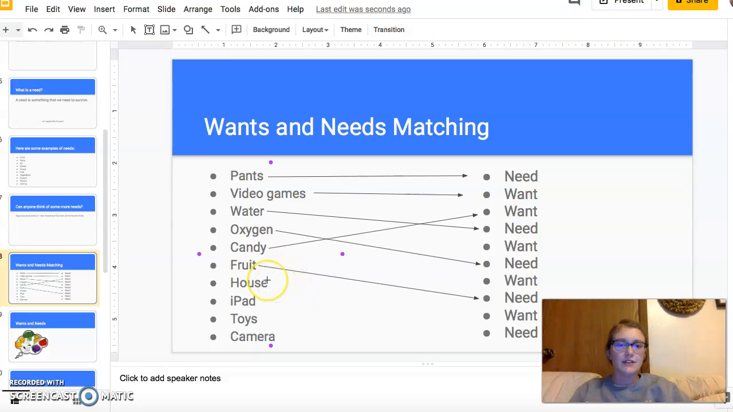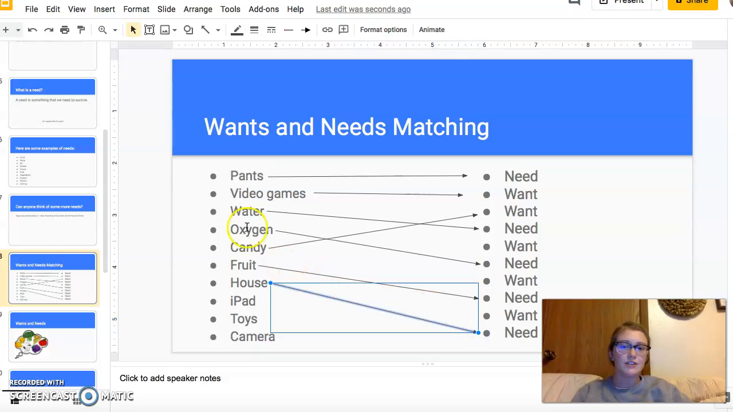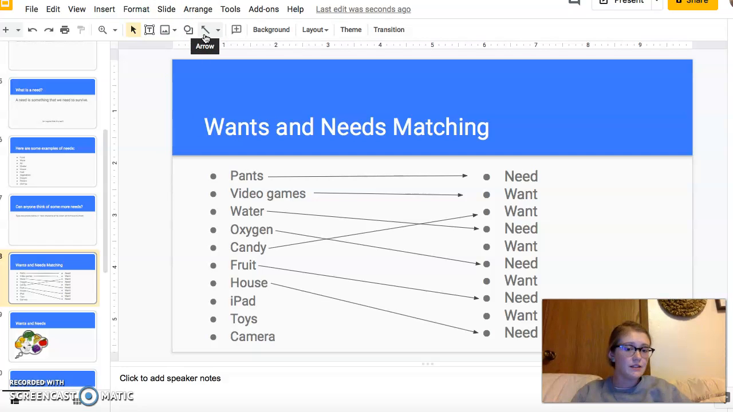The next thing on the list is a house. A house is a need. We need shelter to survive. We would not survive in the elements. We would not survive the cold, the extreme heat, all the drastic weather changes around here. We would not be able to survive them.